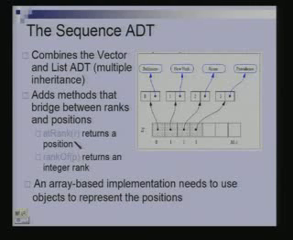Given a particular rank R, the method atRank will return the position corresponding to this rank, and given a position P, the method rankOf will tell me the rank corresponding to this position. So you could have an implementation of this kind for a sequence. What is this? This is an array.